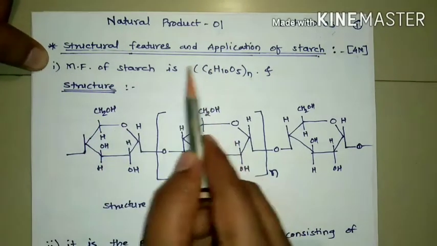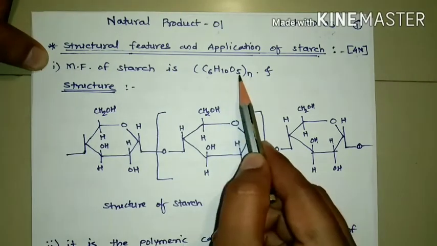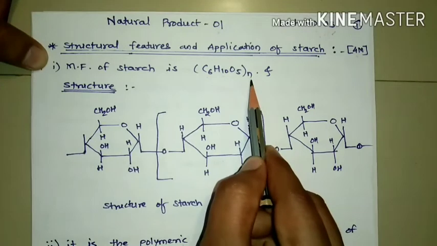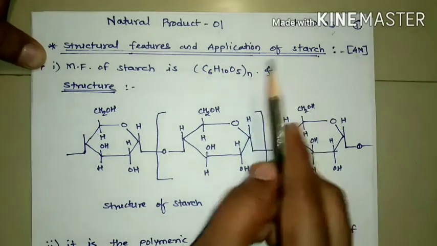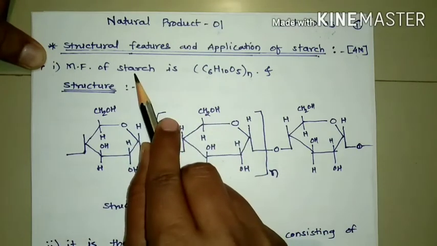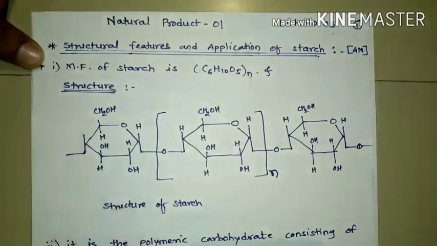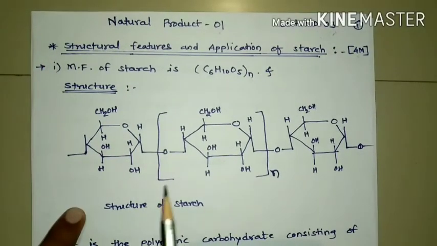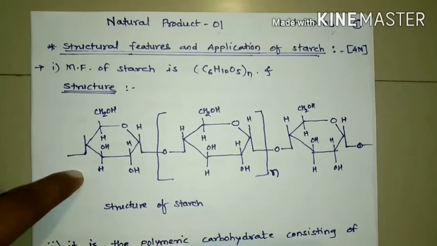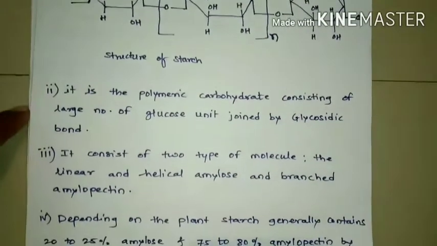Molecular formula of starch is C6H10O5. This is the glucose unit formula, and this small n indicates the number of glucose units present in the starch structure. And the structure of starch looks like this. This structure I will explain in the following points.